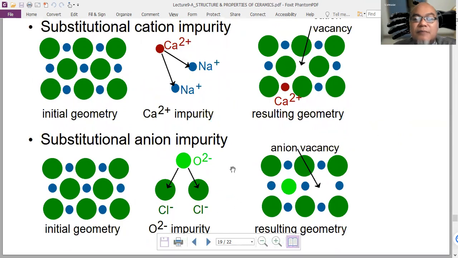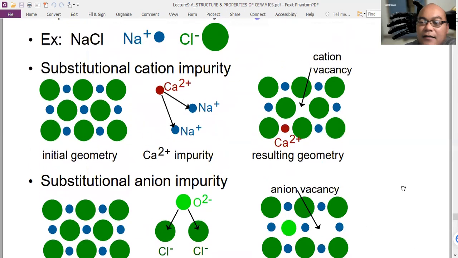Similarly, when we have a substitutional anion impurity in sodium chloride, we want to replace chlorine with oxygen. Oxygen, when it becomes an anion, captures two electrons to become oxygen 2-. So when we introduce oxygen as an impurity, it will replace two chlorine minus ions. As a result, when this oxygen replaces the chlorine, one chlorine will also leave, resulting in an anion vacancy defect.